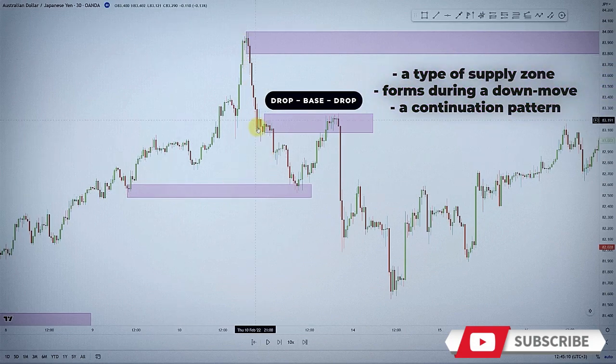The drop-based drop is a type of supply zone, which forms during a down move, also being a continuation pattern. So a drop-based drop will always form a supply zone, a zone which, if the market returns to, should push the price back in the direction of the movement that created the zone.